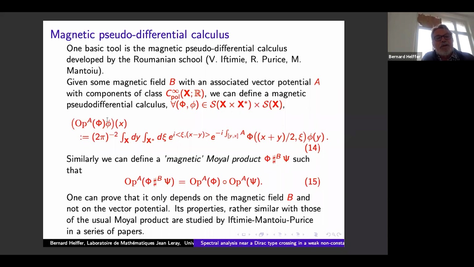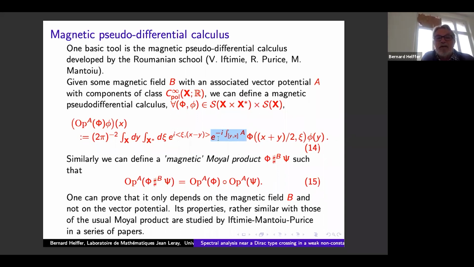So we want to find a quantization of a symbol. Here I take, to start with, a symbol phi in S, but after that you can extend it to a more general class. And this term here, exponential minus i, the circulation of the magnetic potential between y and x, permits to quantize the effect of the magnetic field.